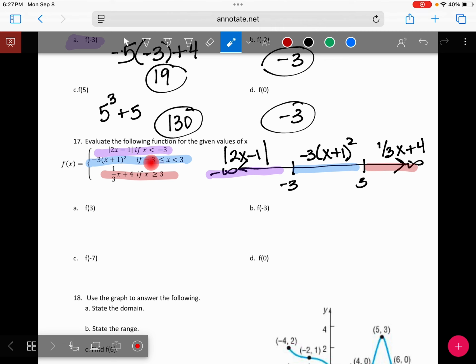-3 is owned by the blue family, because see how it says -3? It can equal. It can't equal for the purple family, but it can equal for the blue family. -3. So that means that for question B, I'm going to use my blue. So I'm going to actually highlight it in blue because it belongs to that family.